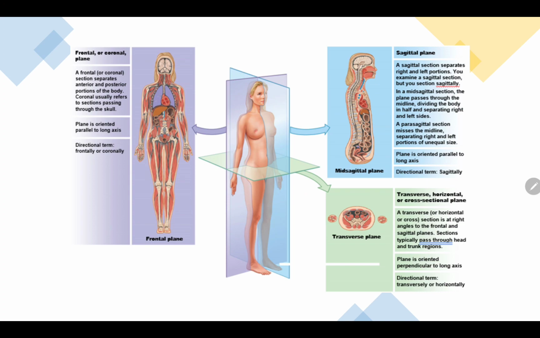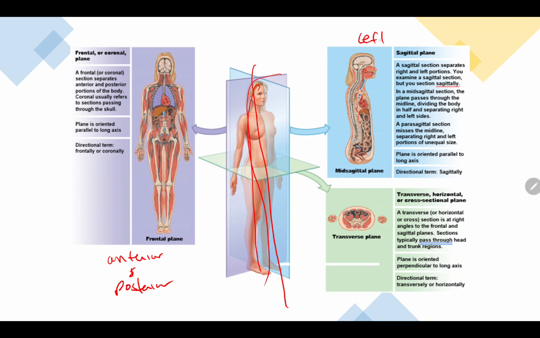Now, there are different cuts, different planes. As you can see here, this frontal plane, we're cutting them right there. That frontal plane is going to give you an anterior and a posterior portion of the body. This sagittal cut is going to give you a left and a right portion of the body. Now, this transverse cut, you cut them right there. That's going to give you a superior and an inferior portion, like a top and a bottom, to the body.